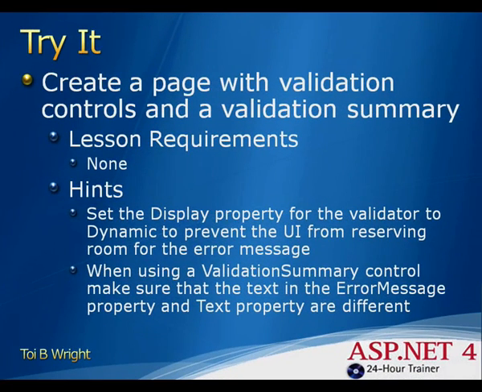In this lesson, you create a page with a number of validation controls, including a validation summary. There are no lesson requirements, and the hints for this lesson are: set the display property for the validator to dynamic to prevent the user interface from reserving room for the error message. Also, when using a validation summary control, make sure that the text in the error message property and the text property are different.